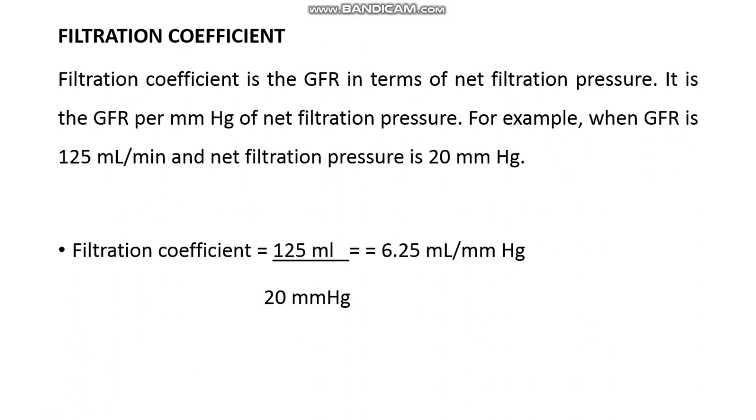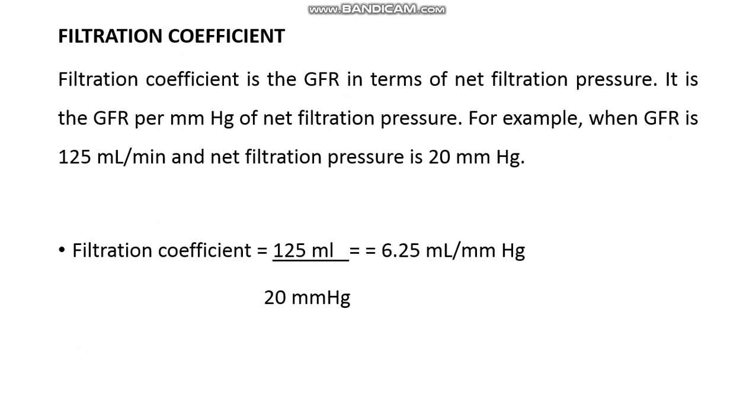Next we can discuss the filtration coefficient. What is the filtration coefficient? Filtration coefficient is the GFR in terms of net filtration pressure. So representing the GFR, that is glomerular filtration rate, in terms of net filtration pressure is known as filtration coefficient. It is the GFR per mm of Hg of net filtration pressure.